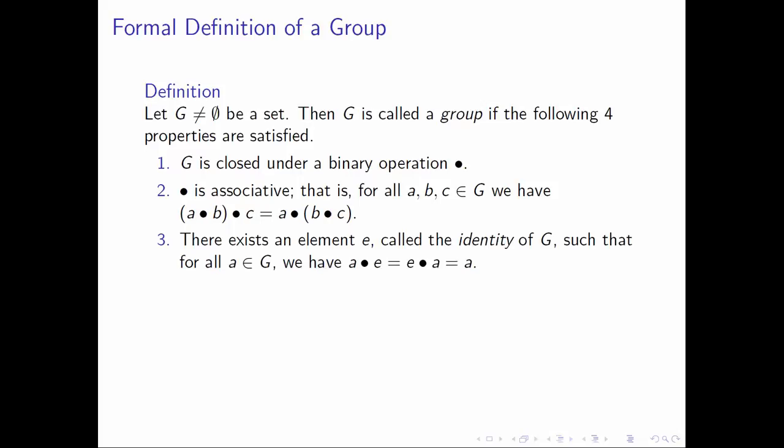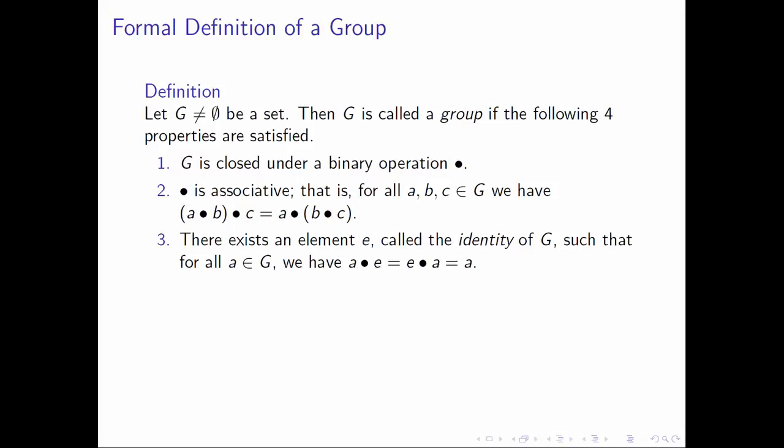Back to our definition of a group, there's our third requirement, and this is a very nice requirement. It says there exists an element that we're going to denote by E, which is called the identity of the group G. And what does this identity do?